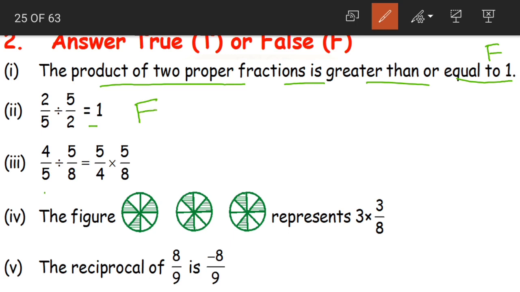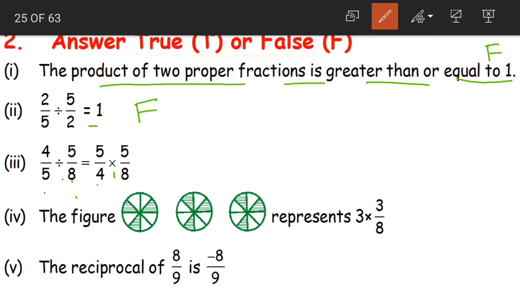Moving on, 4 by 5 divided by 5 by 8 is equal to 5 by 4 into 5 by 8. Yes, there is a division symbol here. Between the two fractions, we have replaced it with a multiplication symbol. Okay, correct. But what did we learn, students?